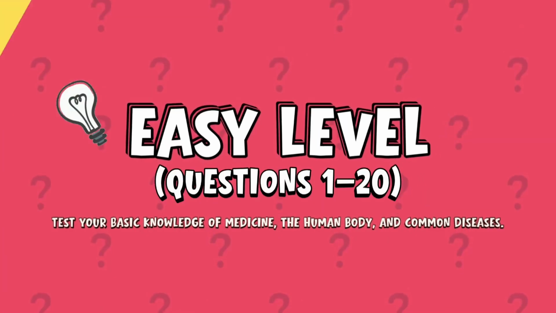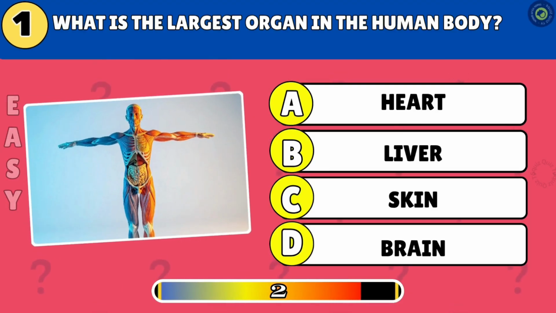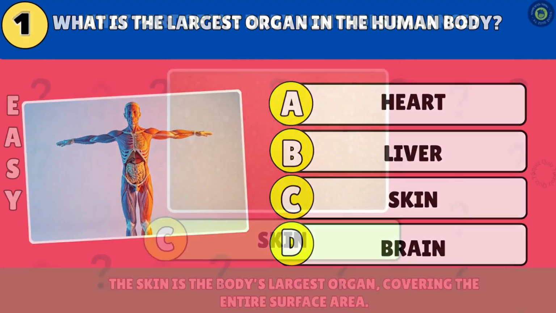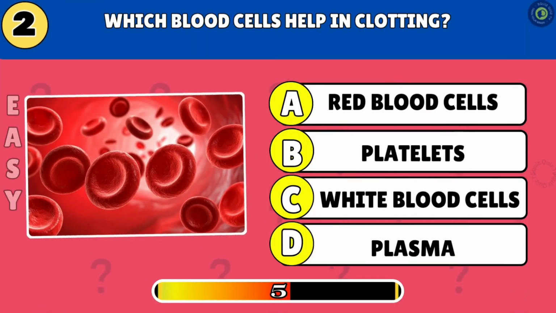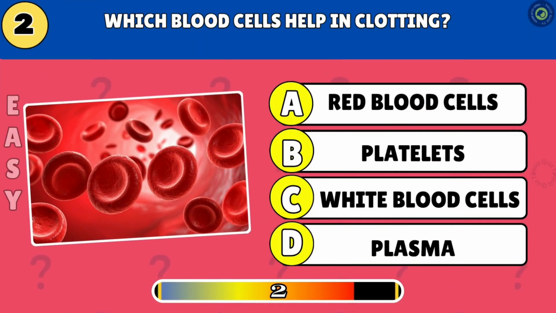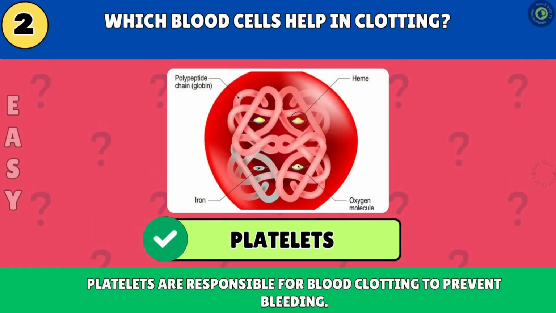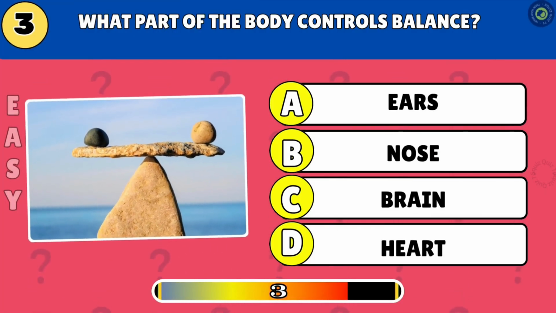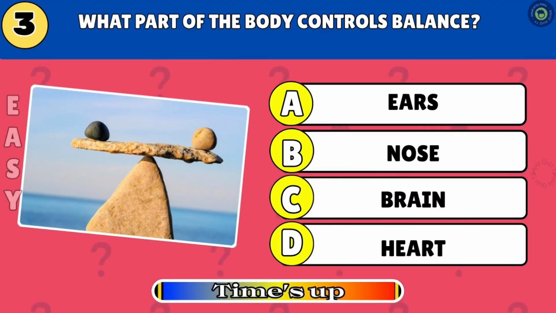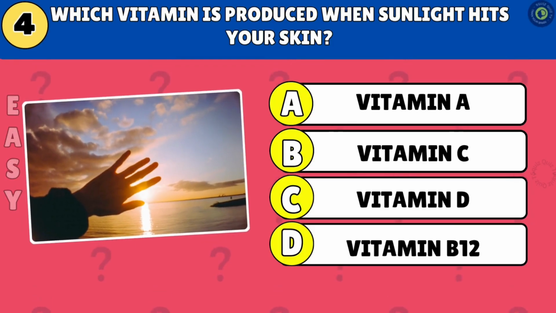Let's begin. Easy level. What is the largest organ in the human body? Which blood cells help in clotting? What part of the body controls balance? Which vitamin is produced when sunlight hits your skin?